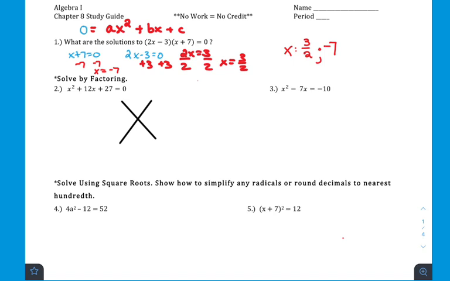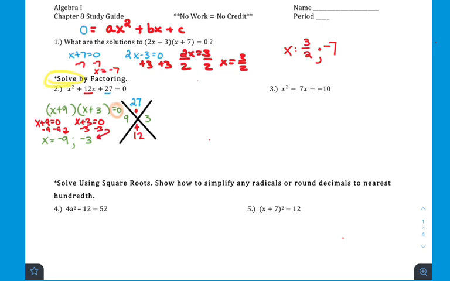On number 2, it says solve by factoring. So on number 1, it was factored for us. But number 2, we have to factor, and we're going to use Xbox. Two numbers that multiply to be 27 and add to be 12 will be 9 and 3. So we know it's x plus 9 and x plus 3, and then we solve when they equal 0. So we have to subtract the 9 and we subtract the 3. So our answers are going to be negative 9 and negative 3.